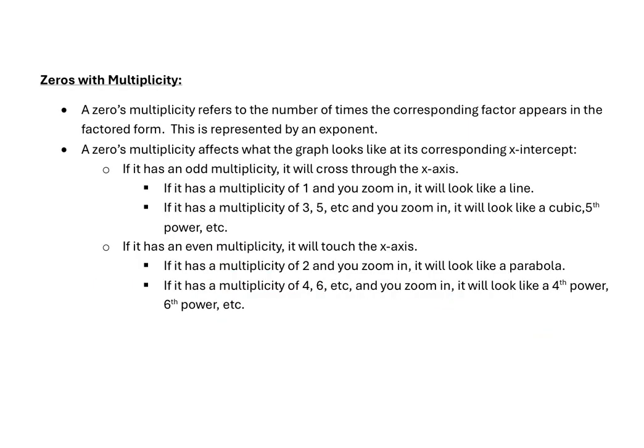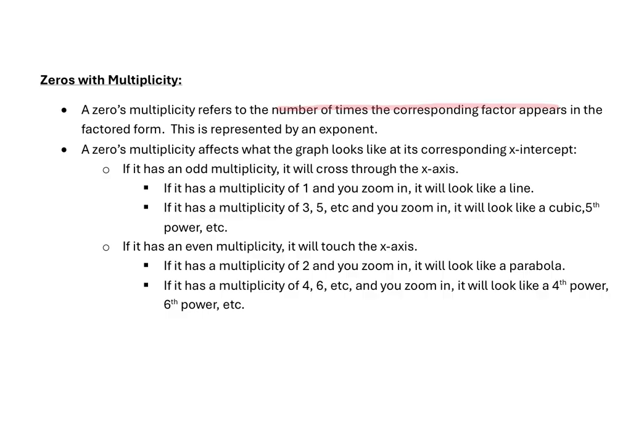All right, the last main thing that we need to talk about when we talk about polynomials is we're going to talk about zeros with multiplicity. When we look at a polynomial in factored form, we have factors. And a multiplicity just refers to the number of times a factor appears. And this is represented by the exponent.